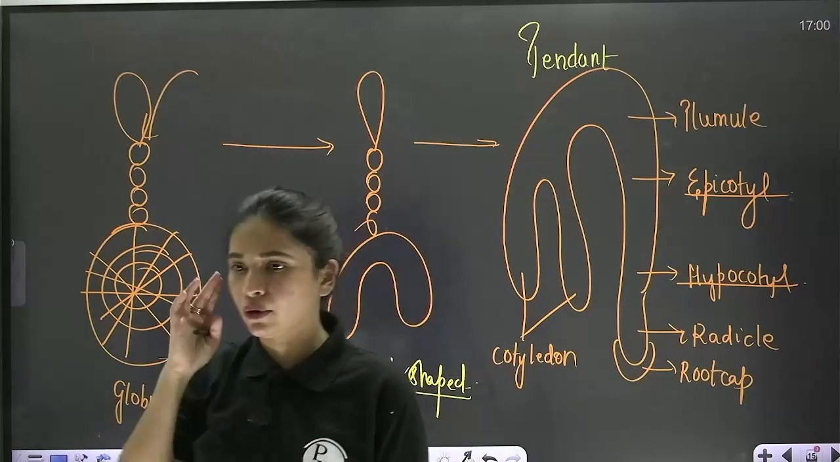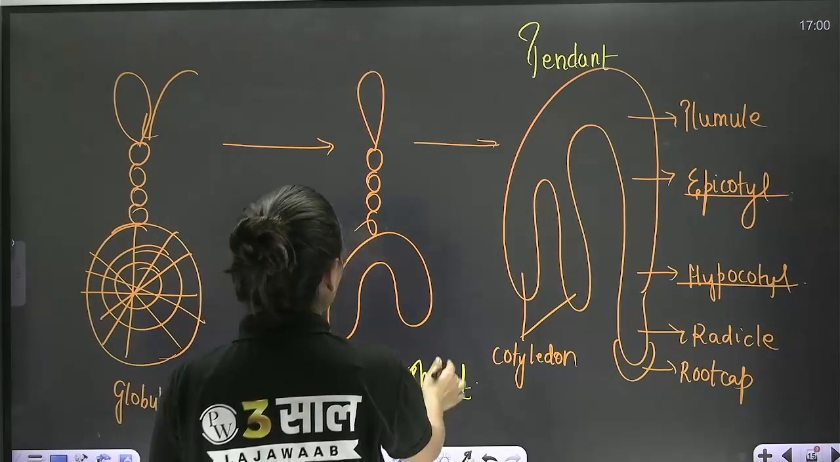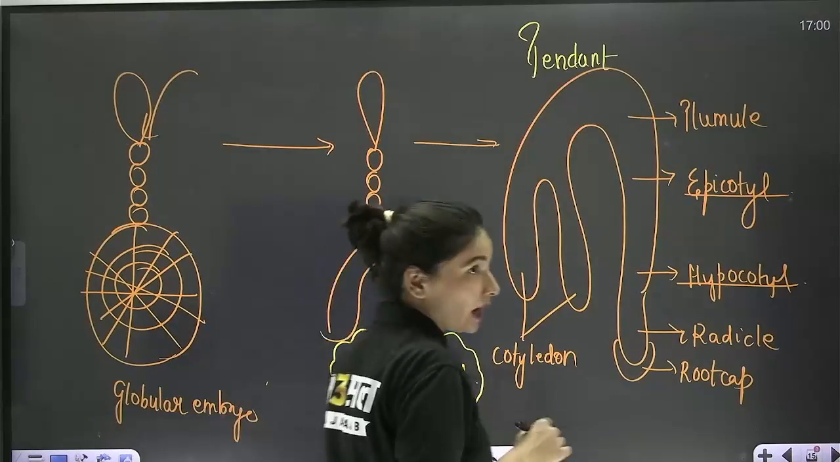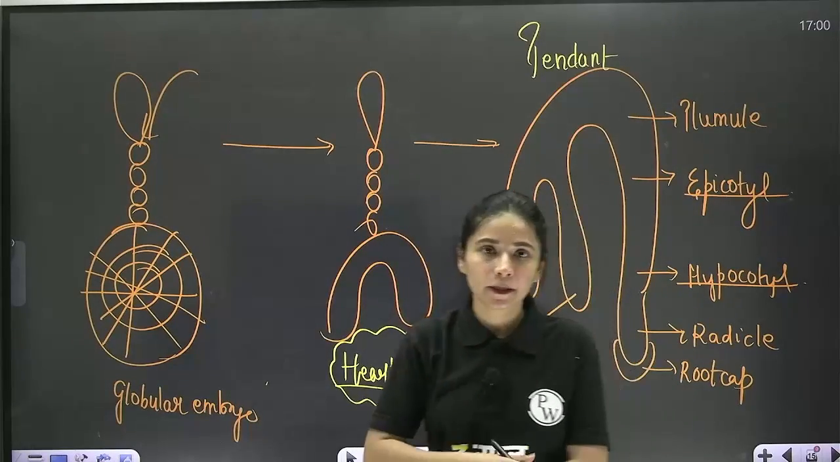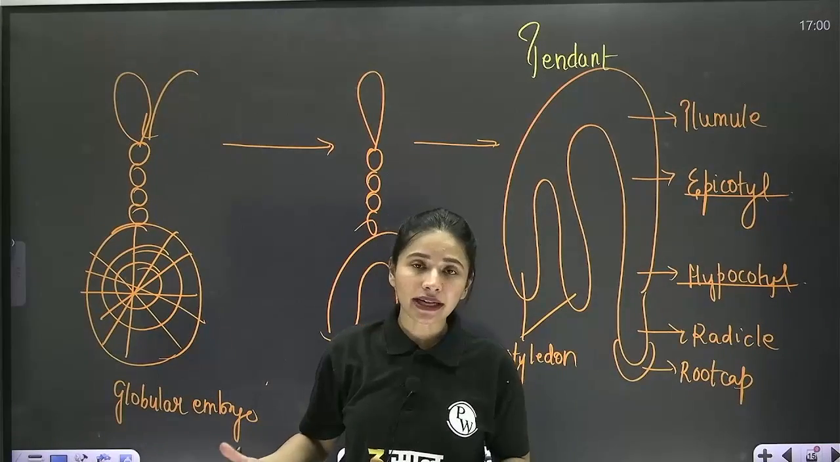And finally, this is known as the pendant embryo that develops from the heart-shaped embryo. Correct? Understood, everyone? Yeah, cool enough. So if you have all understood so much, that means I consider that this is how the zygote of the dicot embryo develops.